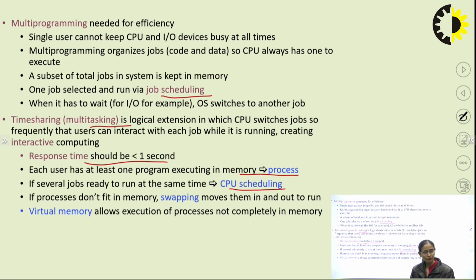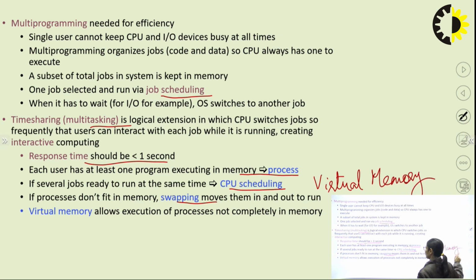If a process doesn't fit in the memory, then we can go for swapping, and this swapping store is your virtual memory. Virtual memory allows the execution of processes even when the process is not completely present in the memory.